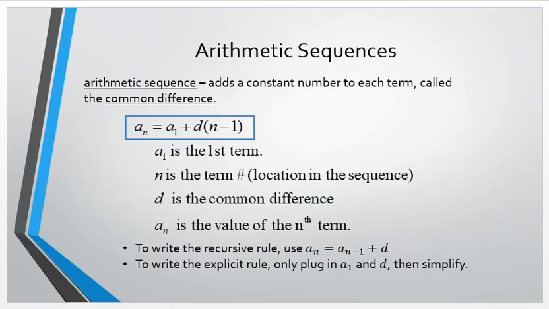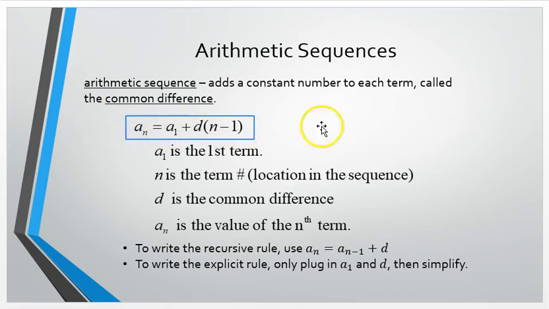So first let's talk about the adding pattern sequences. This is called an arithmetic sequence. And an arithmetic sequence adds a constant number to each term, which means it adds the same number over and over again to go from term to term. And the number we're adding is called the common difference, and we use the variable d to represent that number.